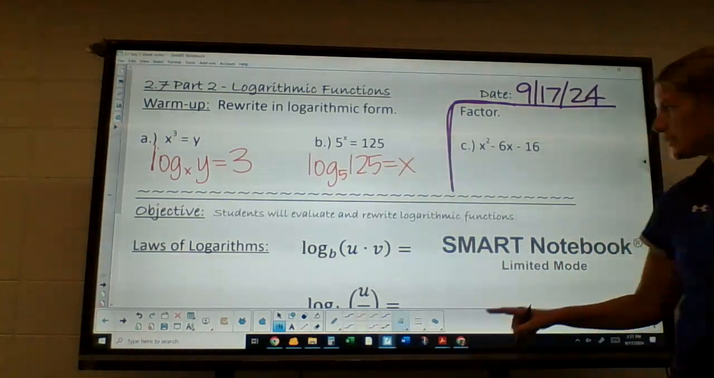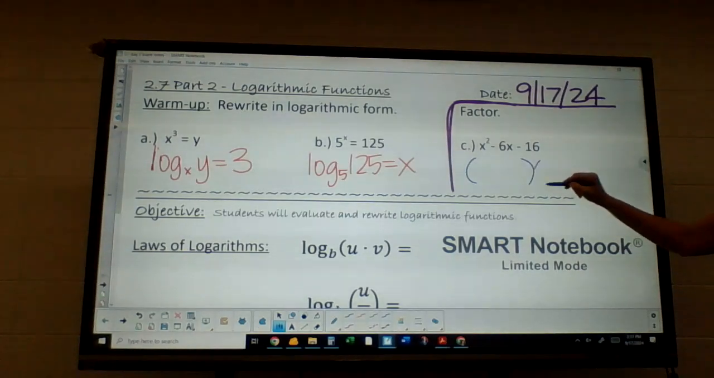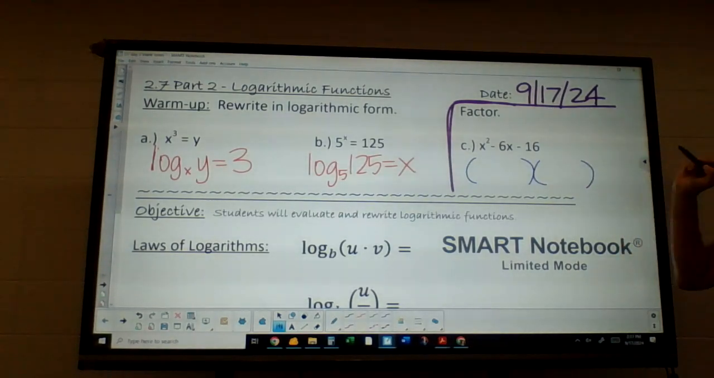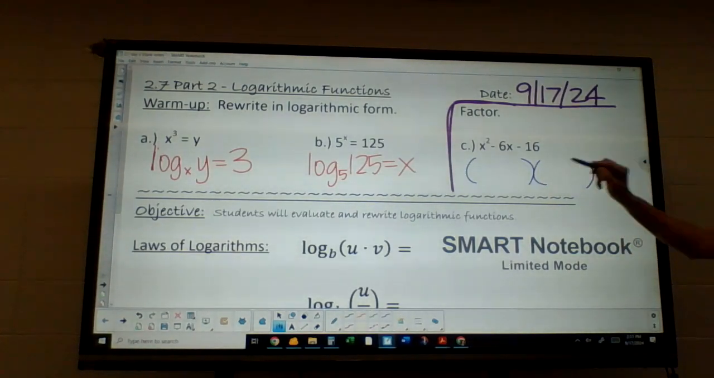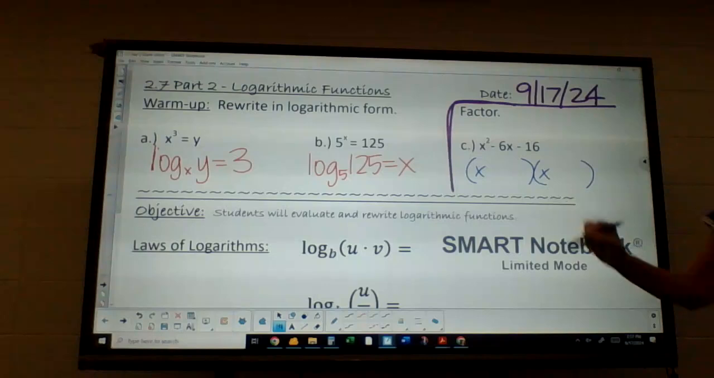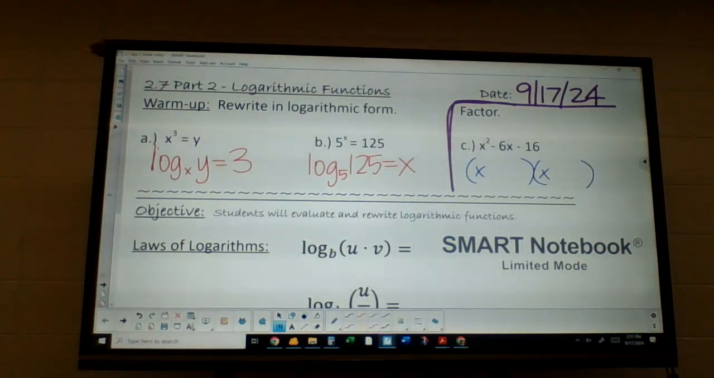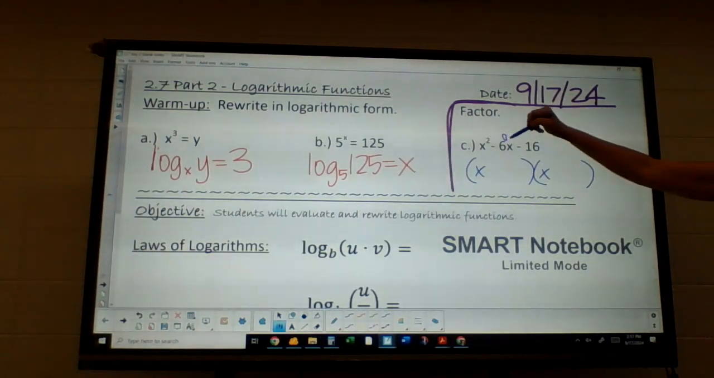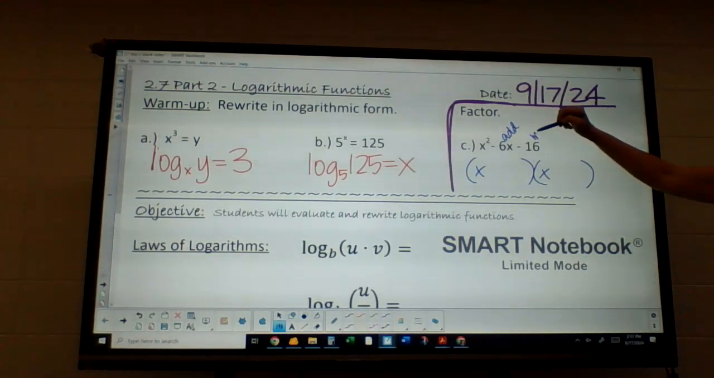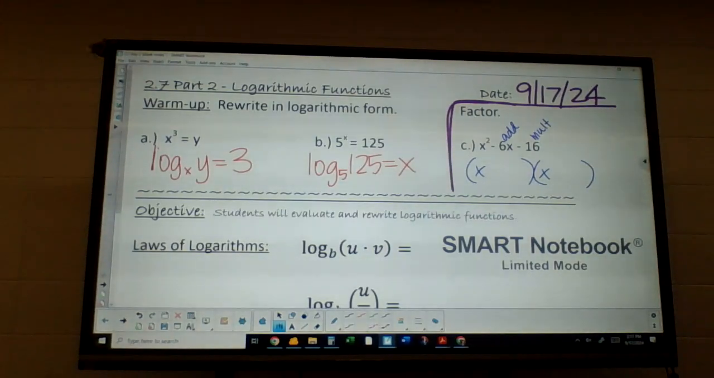Yes. So this is the one where it's going to be two sets of parentheses. We know the first part of the parenthesis is what? X. Because x times x gives me x squared. And what's the rule for the second half? Add to what? Yeah, add. Multiply here. So add to negative 6, multiply to give us negative 16.